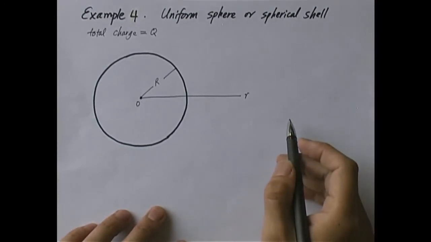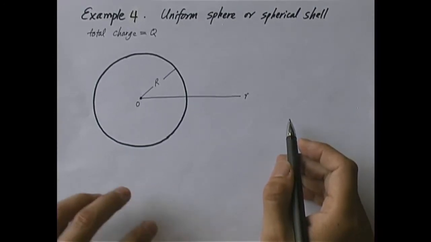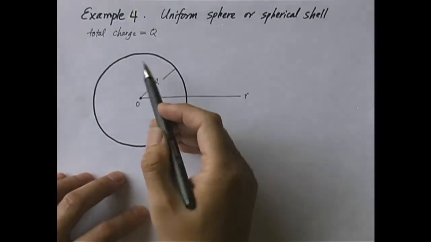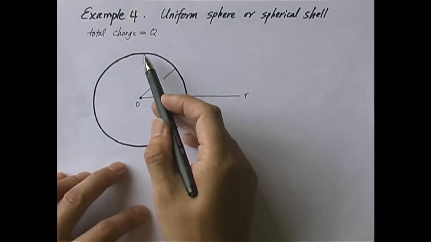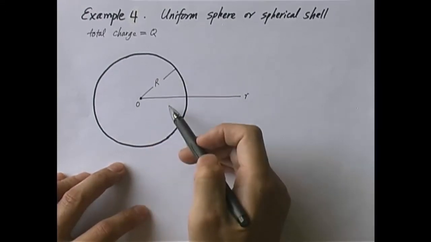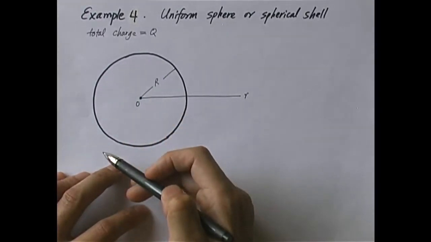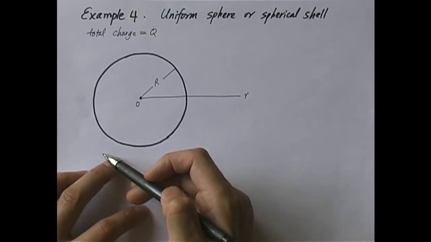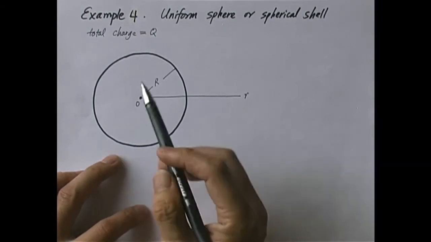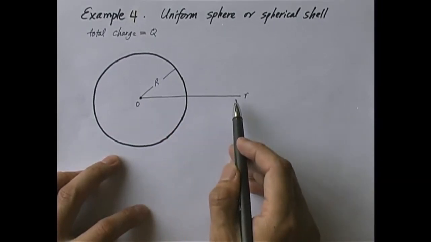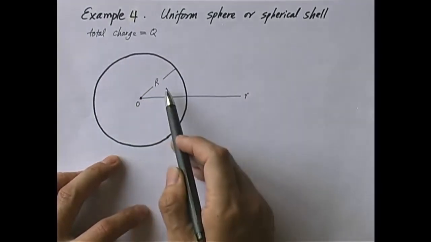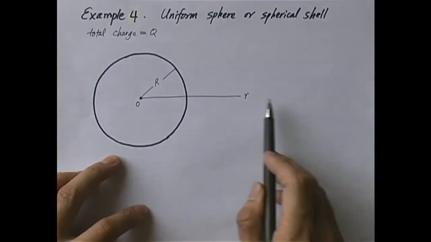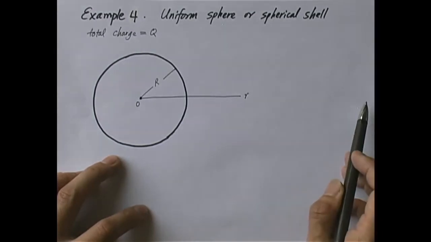Okay, our next example is a little bit more involved. The setup is now a uniformly charged sphere. It could also be a uniform spherical shell. In other words, it's empty inside, all the charge is on the surface. Suppose the total charge Q is positive, so the potential is higher around here, and as you move away from positive charge, the potential goes down, right?